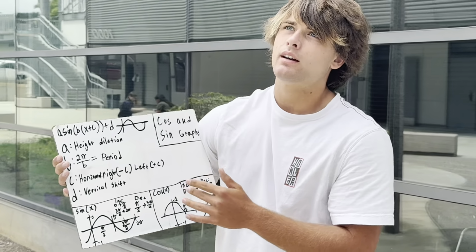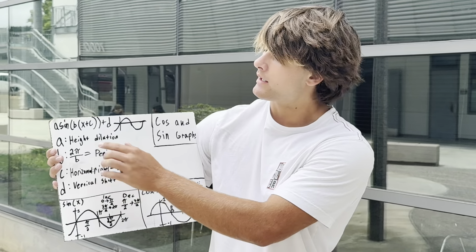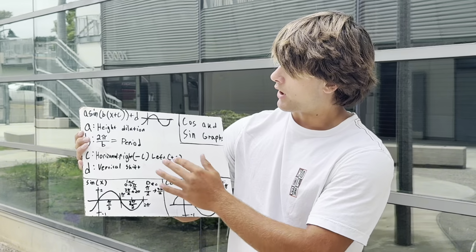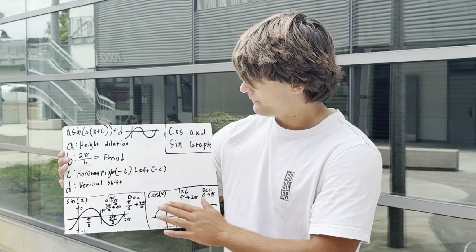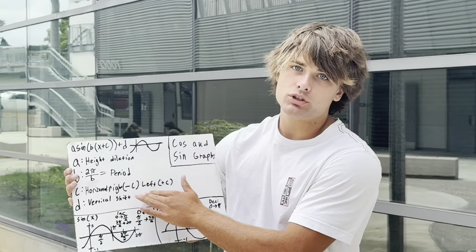Back to what all of our letters mean. B is our period. When we are determining the period, we're going to take our 2 pi, divide it by the b, and that's going to give us our period. Our c is going to be our horizontal translation. If we're going right on the graph, it's going to be minus c. If we're going left, it's going to be plus c. And that's going to be that way on the graph. For our vertical shift, which is the d, plus is going to raise it up. So instead of our midline being 0 in this case, if we were adding 1 for d, our midline would now be 1.